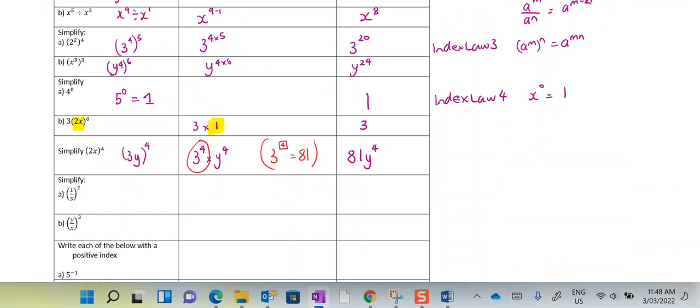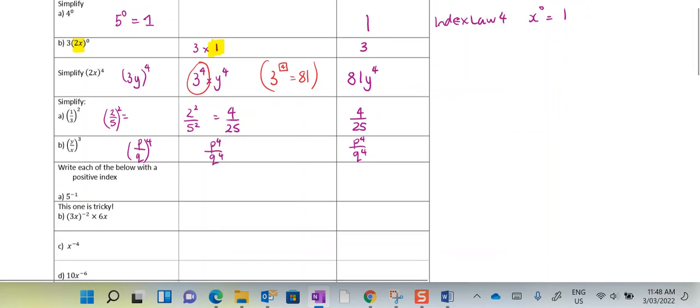When you've got things in brackets, so say I had 2/5 squared, that would be the same as 2 to the power of 2 over 5 to the power of 2, which is equal to 4 on 25, and that would be my final answer for that question. If I'd had p over q to the power of 4, that's the same as p to the power of 4 over q to the power of 4, and that would have been my final answer as well.